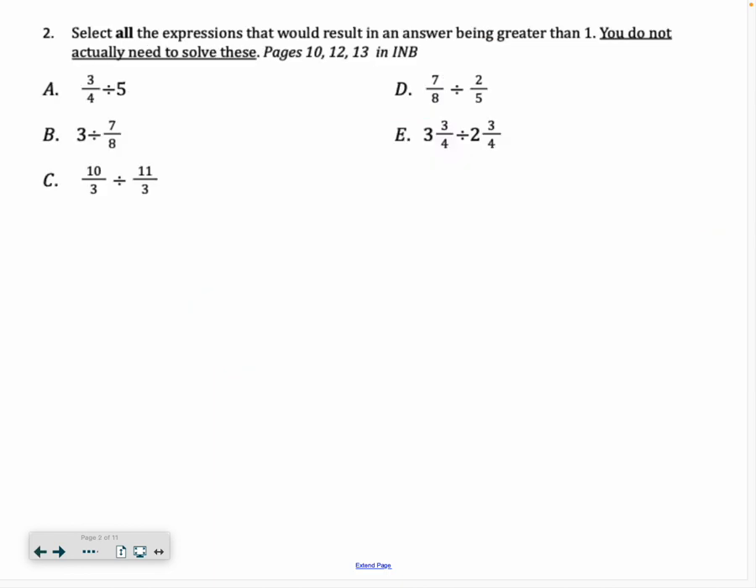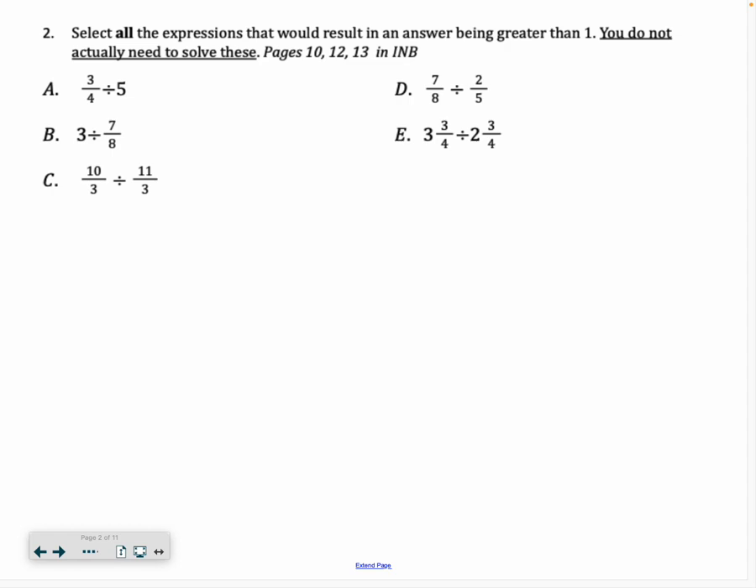Select all the expressions that would result in an answer being greater than 1. You do not actually need to solve these. So we just did this week. And the big takeaway was if our dividend is larger than our divisor, the dividend being the first number of the problem, the divisor being the second, if our dividend is greater than our divisor, then we're going to have an answer that is greater than 1.